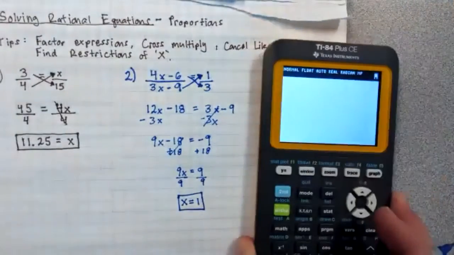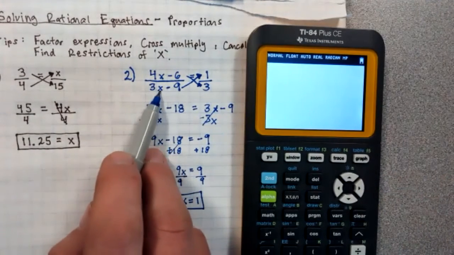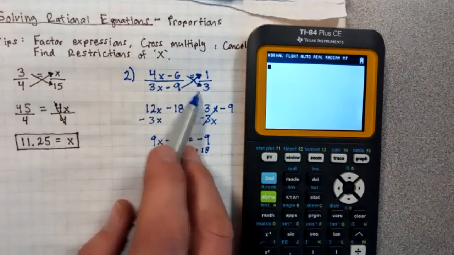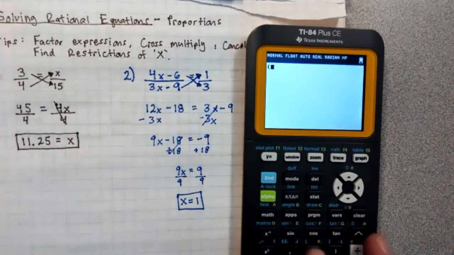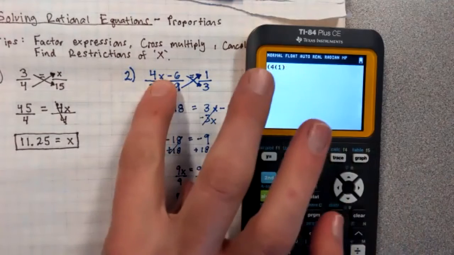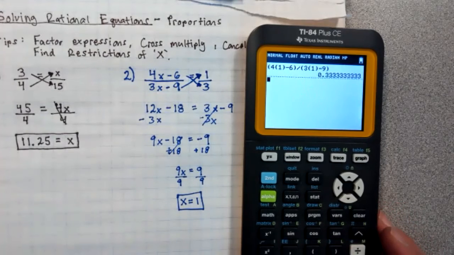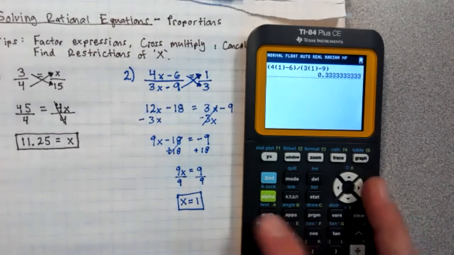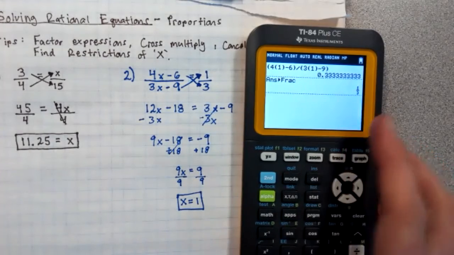And just to show you why that solution works, if I was to plug in 1 into this expression over here, it's going to be equal to 1/3. We found the value of x that makes this fraction equal to 1/3. And I can show you. So 4 times 1, see what I'm doing? Just plugging in 1 for x. 4 times 1, minus 6. And then that's being divided by 3 times 1, minus 9. And we get 0.3 repeating, which of course as a fraction is 1/3. We get 1 divided by 3.